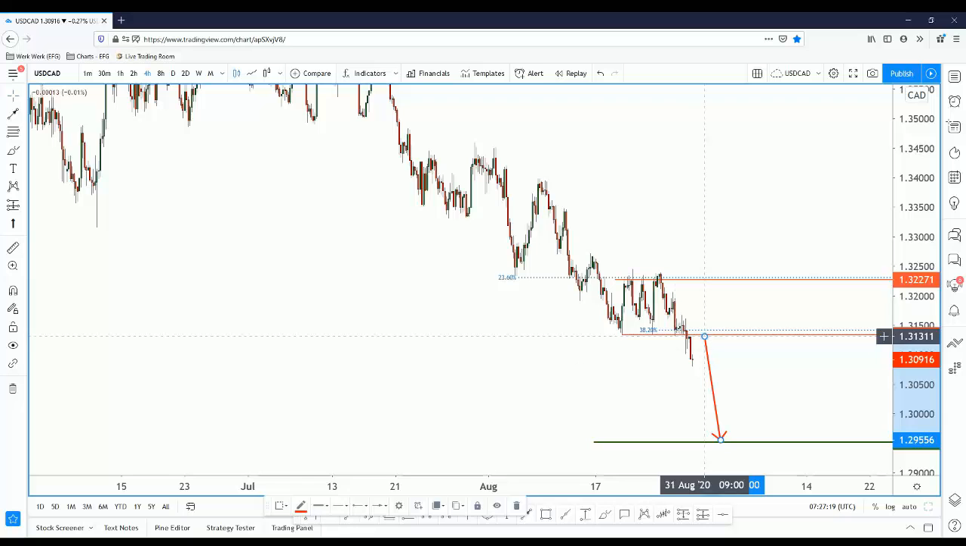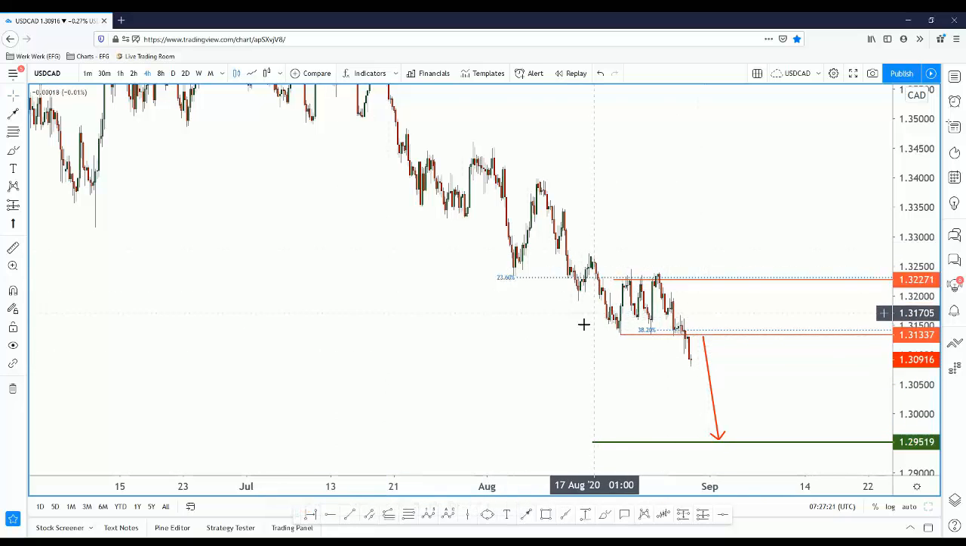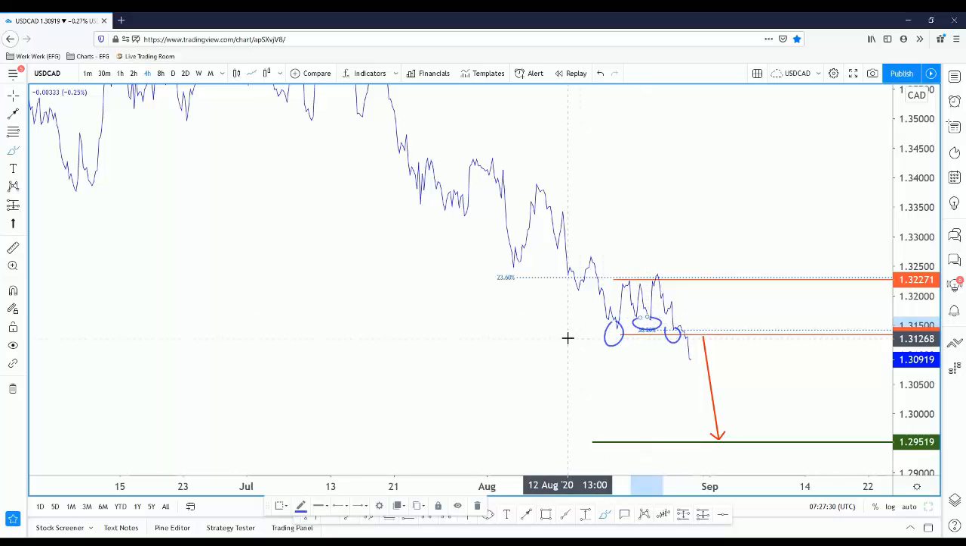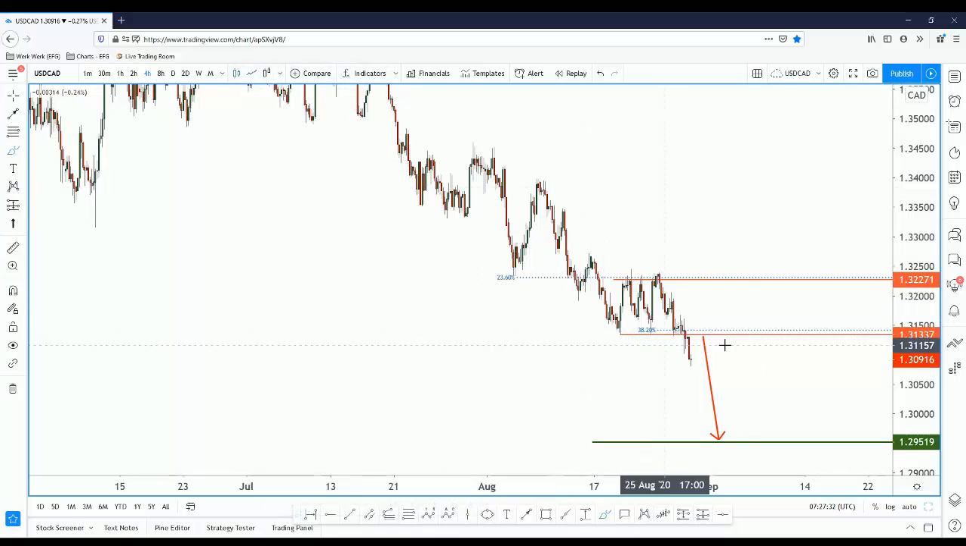The entrance of course can be this graphical support, graphical overlap. Why a graphical overlap? Because if you look at the close, you see that price tested it multiple times, once and twice, and all this time price spiked to the 38.2. There you have it. So we can short from anywhere below 1.3133 all the way down to our take profit at 1.2951.